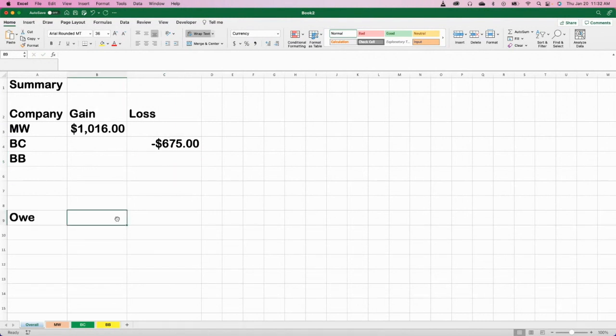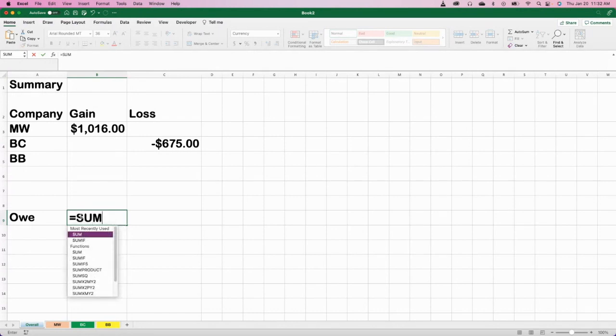So if we wanted to know what we owe, it's pretty basic. In this case, if we total up our gains, this could be equal to a sum. Now if we had multiples, you would sum it up, and in that case you would use sum. Then you open up a bracket, and you basically say the sum of all of these, and you'll see it's from B3 to B5. So it would give us all of that.